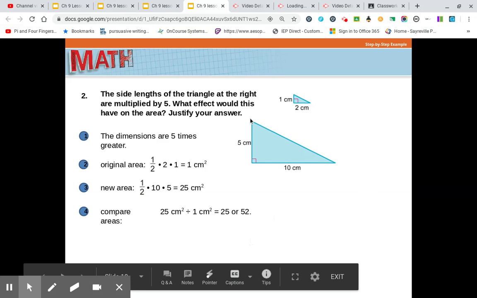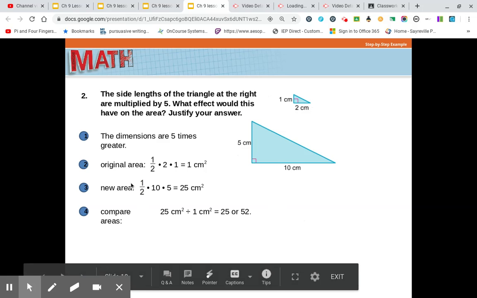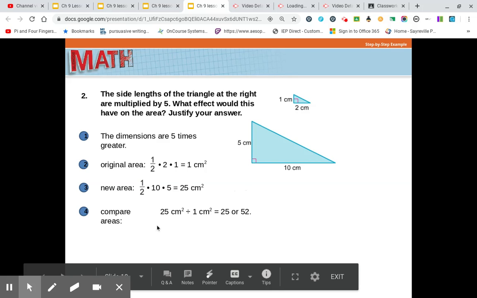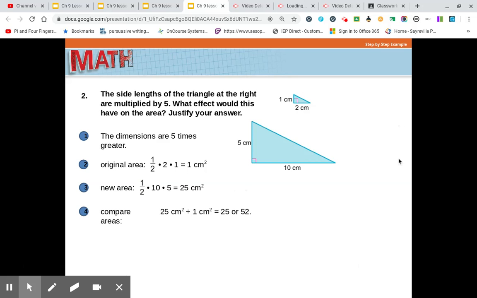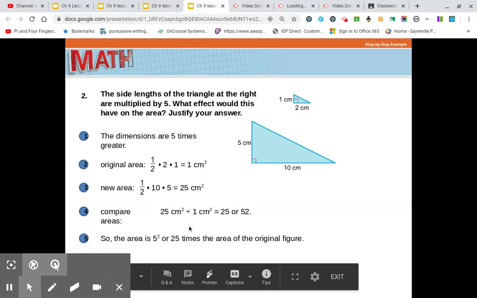So there's the bigger triangle, they just follow the rule of multiplying each side by 5, like I showed you before. And the areas are here. All right, 1/2 the base times the height. The only thing I didn't show you guys was divide by 2, but it still justifies the 25 times the amount. So it's not too big of a deal, but there you go. So the area is 5 squared or 25 times the original figure.